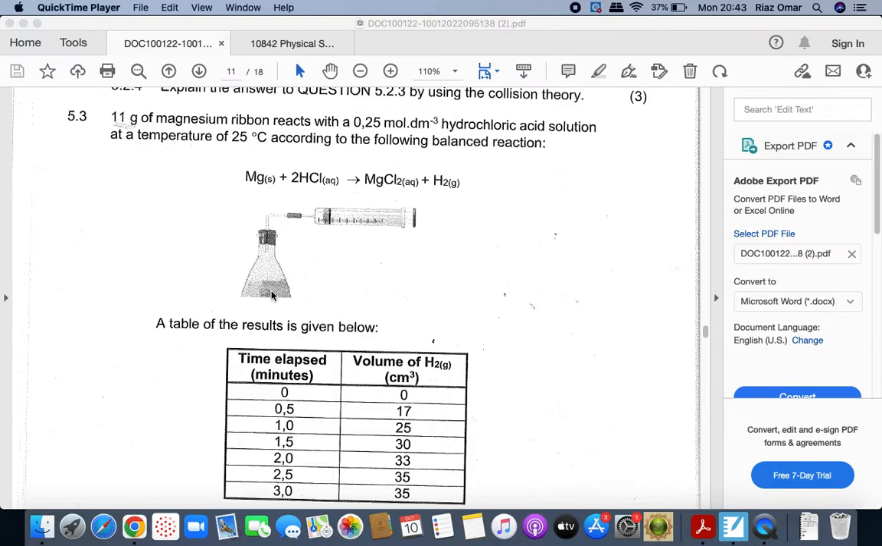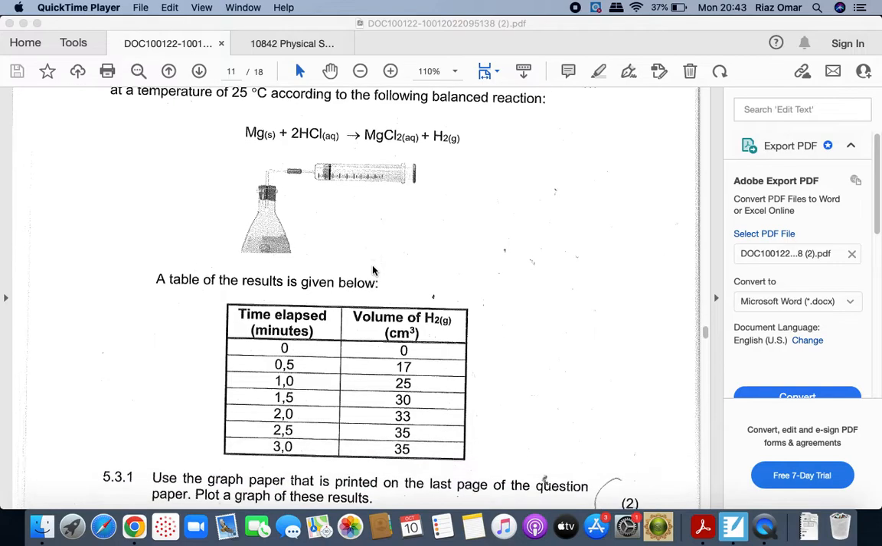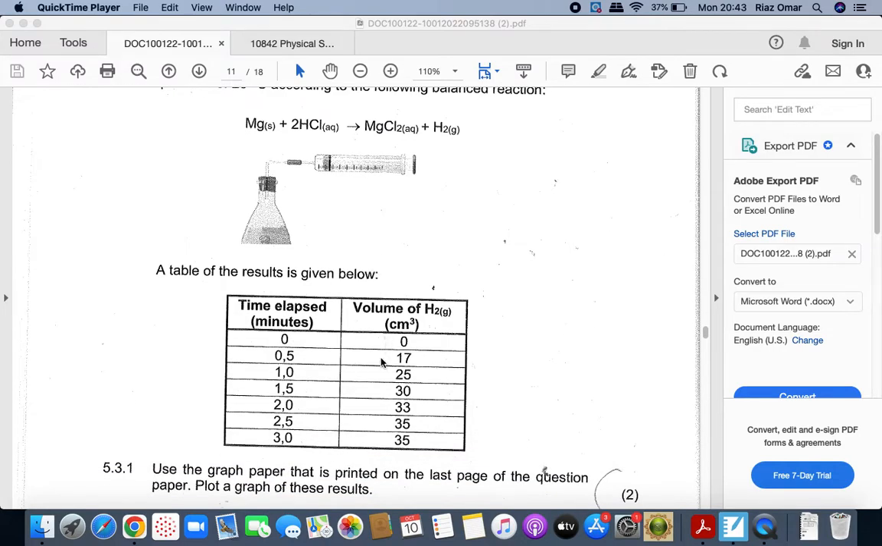So we have magnesium in this flask with hydrochloric acid, and then magnesium chloride is formed in the flask and the hydrogen gas is released. As the hydrogen gas is released, you can note the amount of hydrogen gas released per time. That means they can record it. So as time goes on from 0 to 3 minutes, at 0 minutes there is no hydrogen gas collected, and as we go up we see 17, 25, 33, 35 centimeters cubed of gas is collected. Using that collection of the gas, we can work out the rate of the reaction.